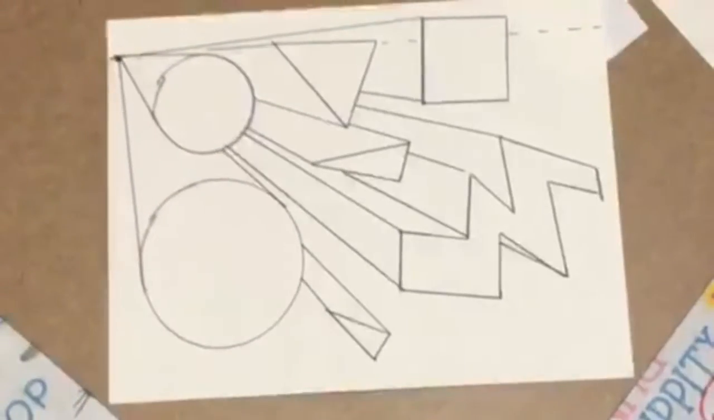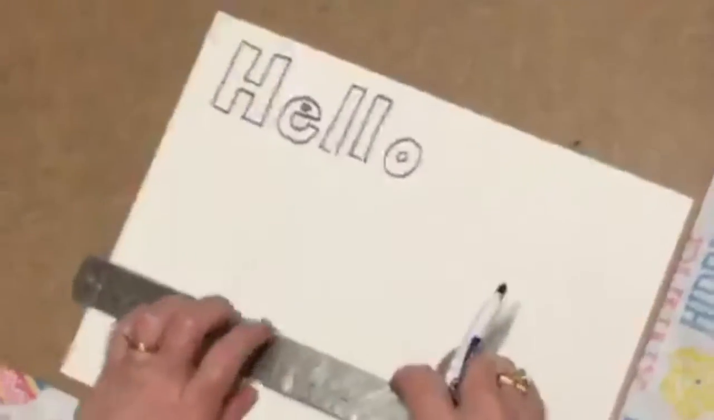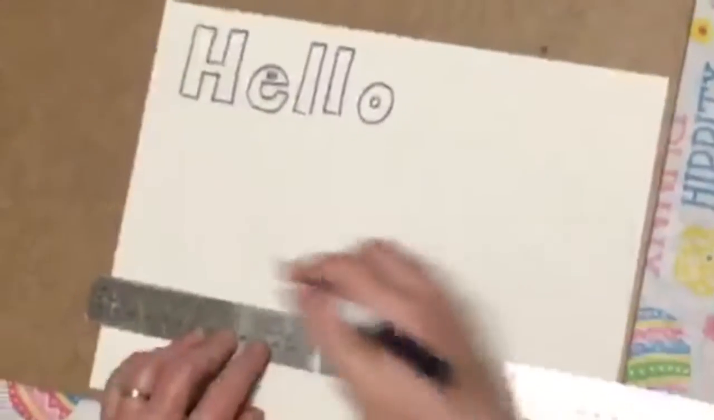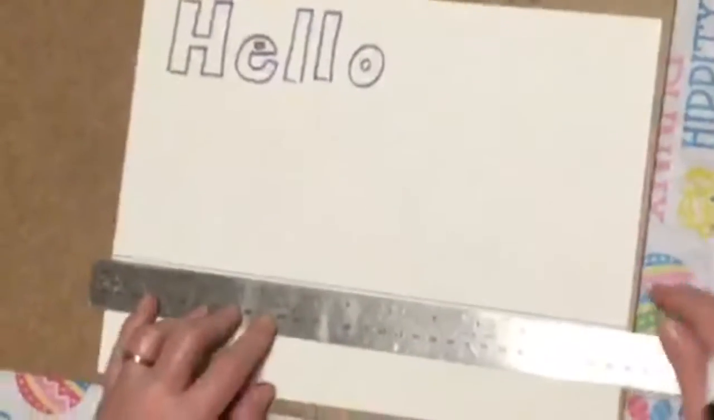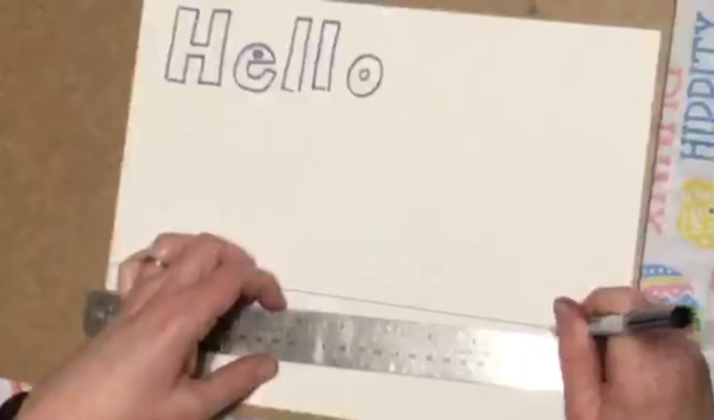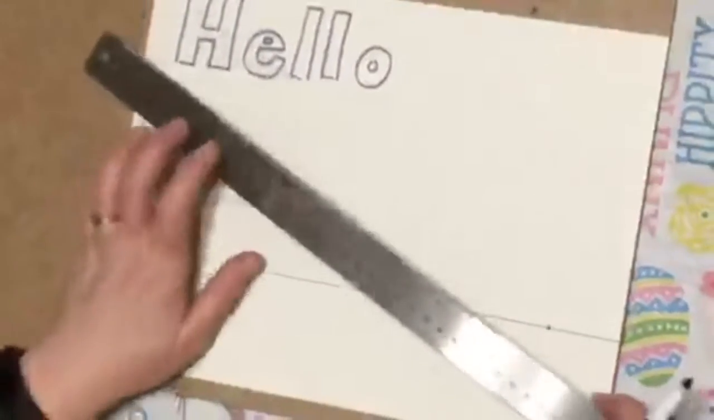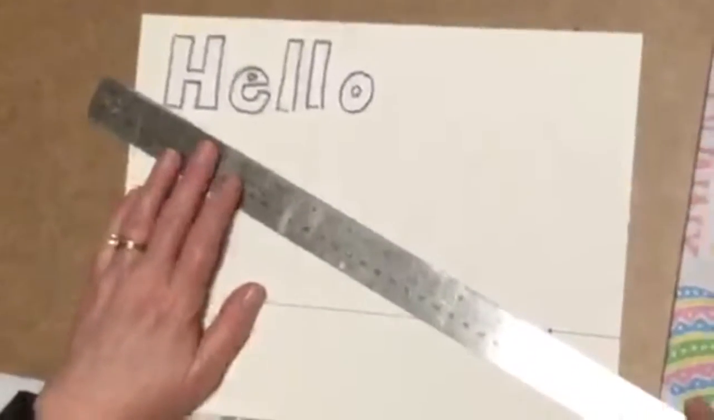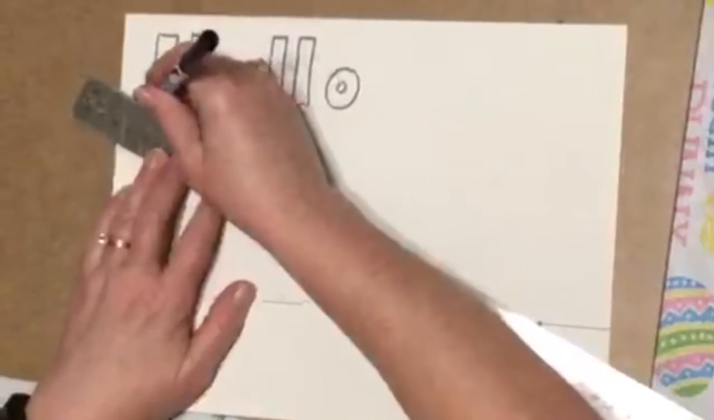You can also do this with bubble letters. I have the word hello here. I could put a vanishing point and horizon line down here towards the bottom. And I could make these letters look like they're coming out of this vanishing point.